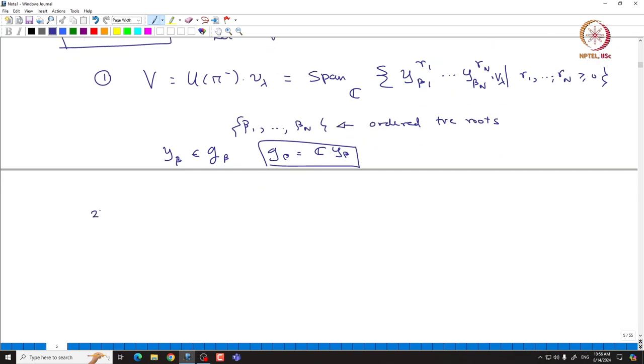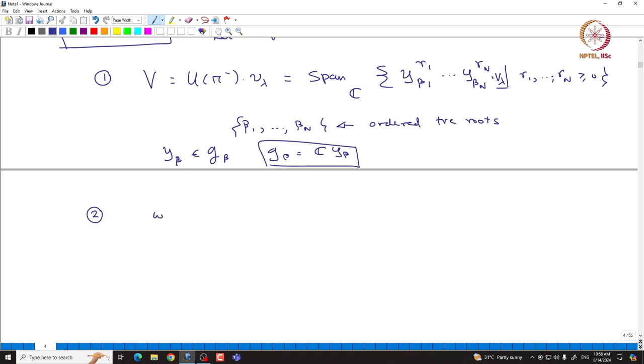Now it's clear that if I start with v lambda, which has the weight lambda, and keep applying these y betas, then the weight will go down by the corresponding beta i's.